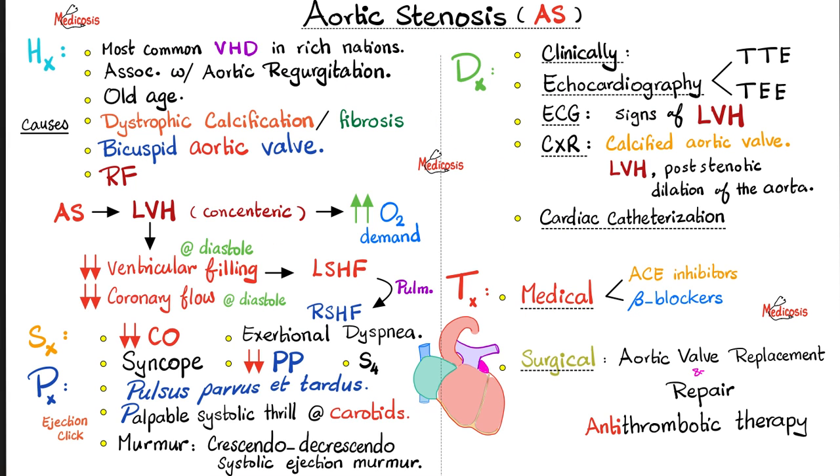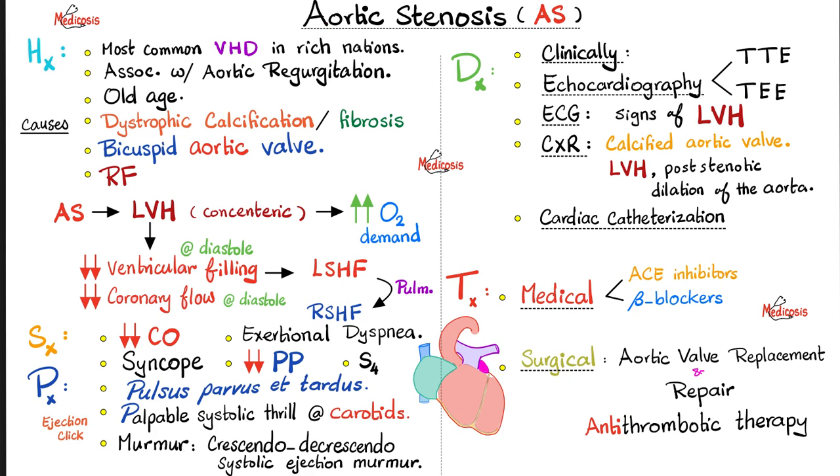Here is everything you need to know about aortic stenosis in one slide. Aortic stenosis is the most common valvular heart disease in industrialized nations. However, in developing countries, because rheumatic fever is common, mitral valve diseases will be more common. Some patients have aortic stenosis and aortic regurgitation together. We call this double aortic valvular lesion.